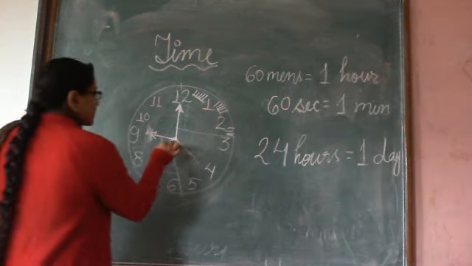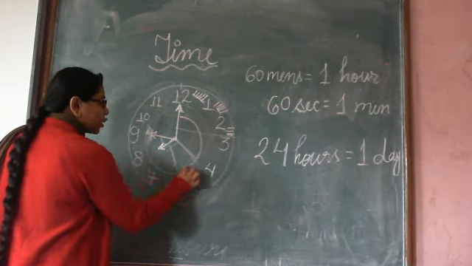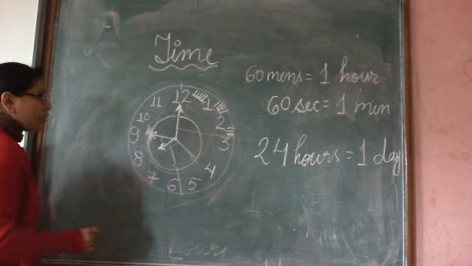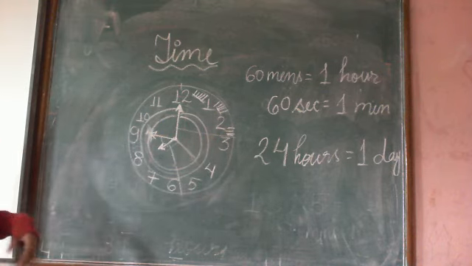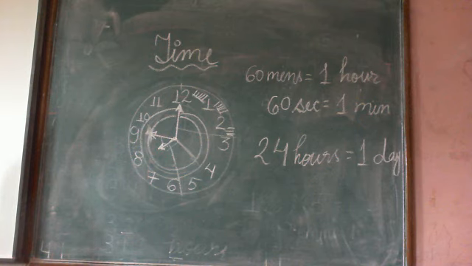When this hour hand completes 2 circles, from 1 to 12 and once again from 1 to 12, then 1 day will be completed. So once again, 60 seconds is equal to 1 minute, 60 minutes is equal to 1 hour, and 24 hours is equal to 1 day. Okay, students?